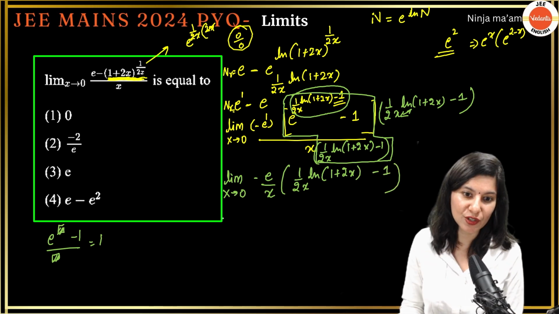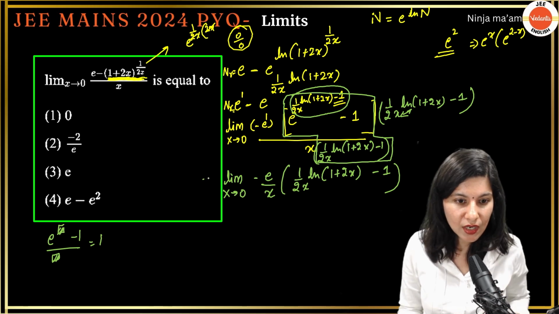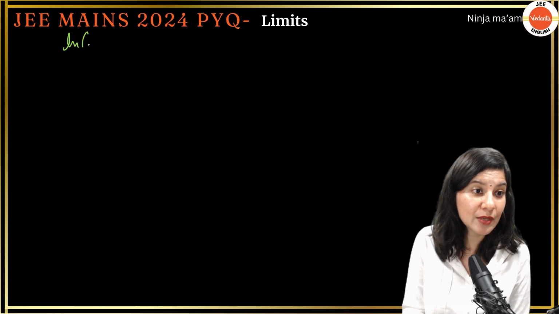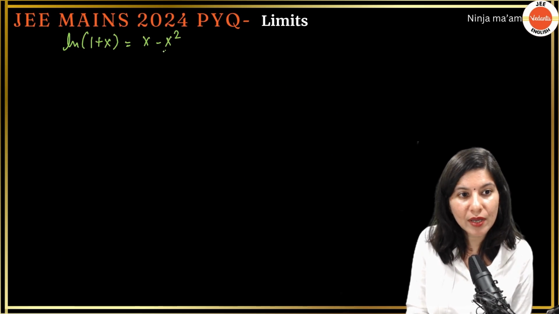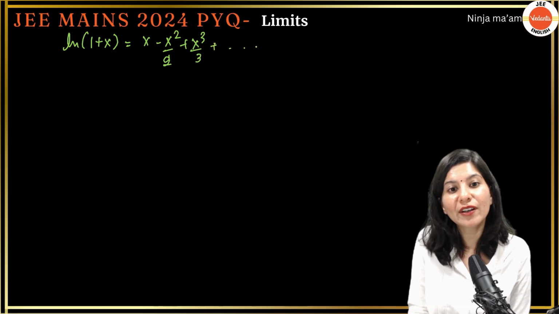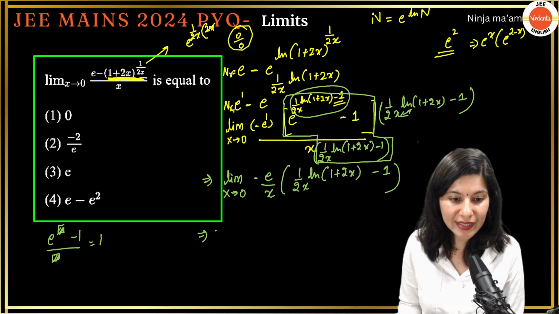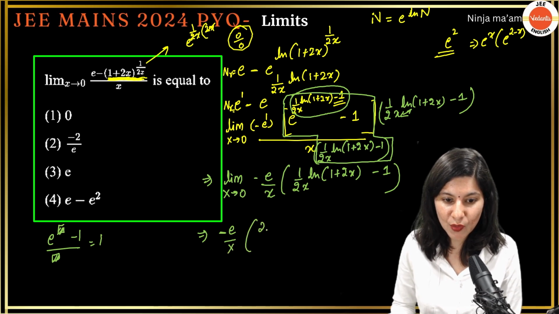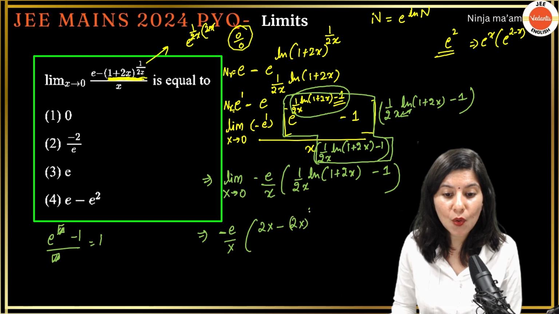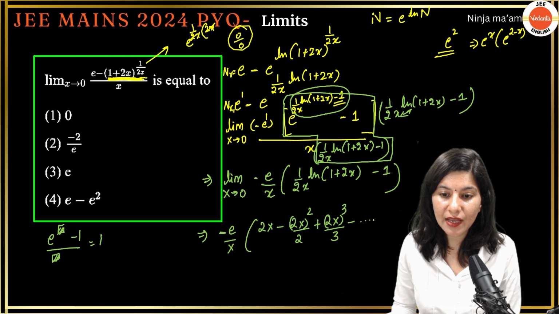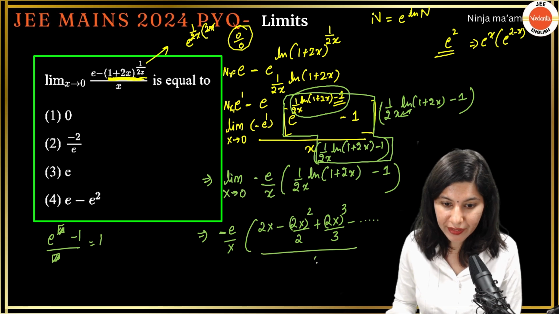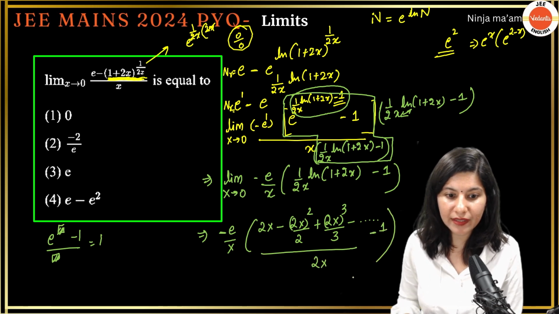Now we have to use the expansion. Okay, this is a little bit difficult question. Now the final step is expansion, and you know the expansion of log of 1 plus x. That is x minus x square by 2 plus x cube by 3. There are no factorials involved. So now the log 1 plus 2x expansion I am going to use. So this is minus e by x, 1 upon 2x, and then 2x minus 2x whole square by 2 plus 2x whole cube by 3 minus and so on, always alternating, and minus 1. I hope that this is visible.